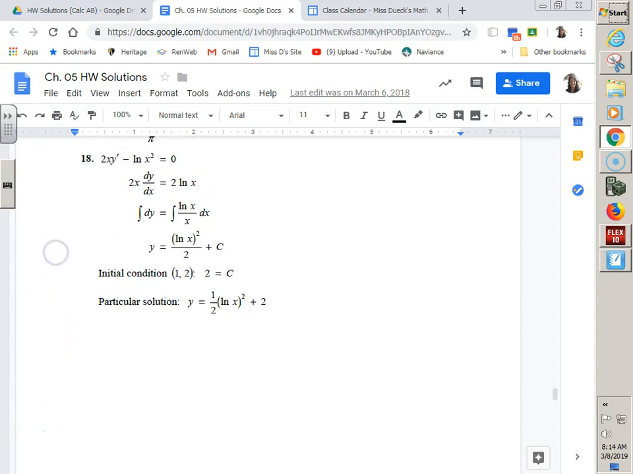Number 18, rearranging, ended you right here. You could not have brought that 2 down, because it's not ln of x squared. It's ln of x, squared. So this does not fit the logarithmic property. It's not the x that's being squared. It's the entire logarithm. So you would have had to keep it there. Some of you might have done illegal simplifying. But plugging in, you end at your particular solution.